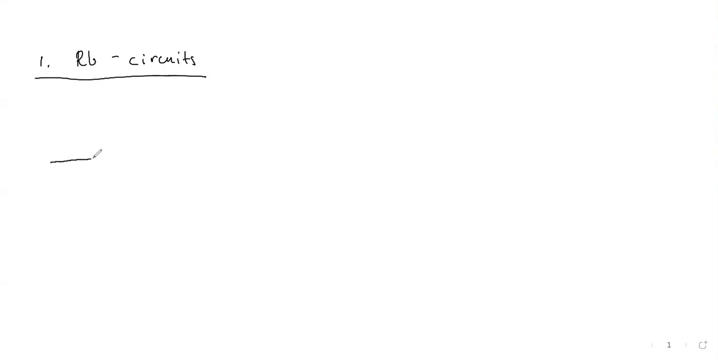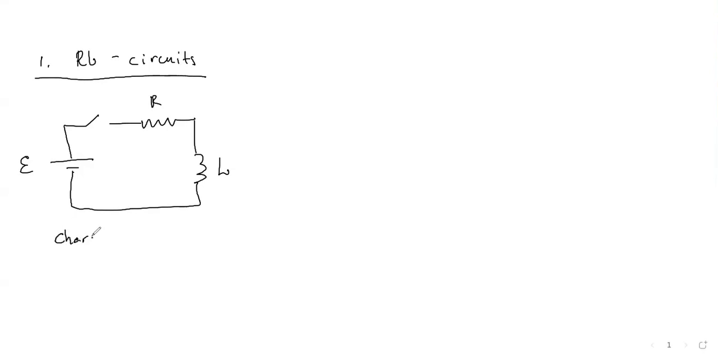So how can a possible charging process look? Let's say you have a battery, EMF, you have a switch which you can close, you have a resistance, R, and you have inductance, L. So let's say at time equals 0, you close the switch. Before time equals 0, the switch was open. That would be something I would call charging, by analogy with RC circuits.